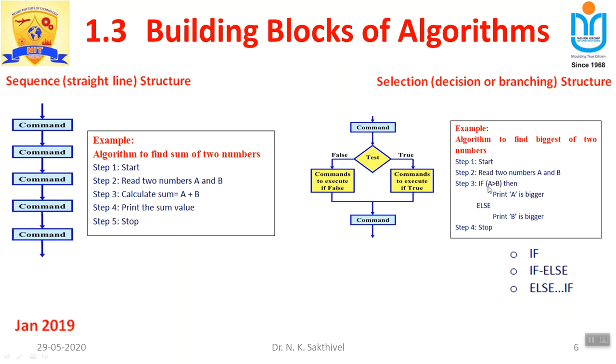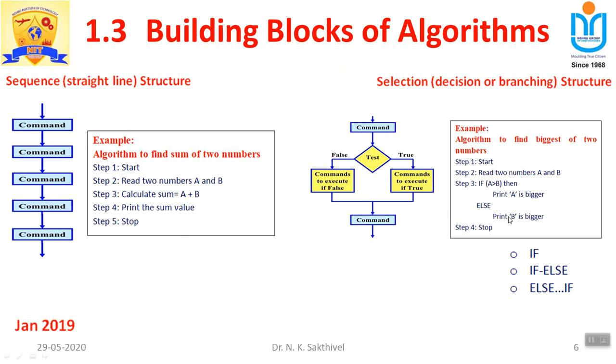So the first algorithm demonstrates the selection structure. The algorithm is designed to find the biggest of two numbers. First, read the two values, a and b, which are collected from the user. Then comes the comparison: if a is greater than b, the condition is true and this block will be executed. If the condition becomes false, the other block will be executed. So there are two choices depending on the condition: either the first block or the second block will be executed.